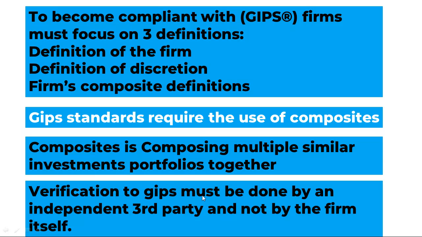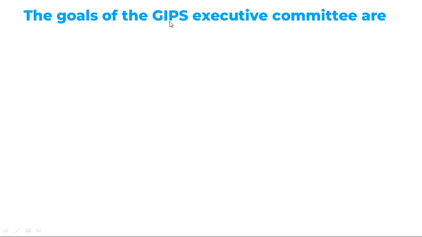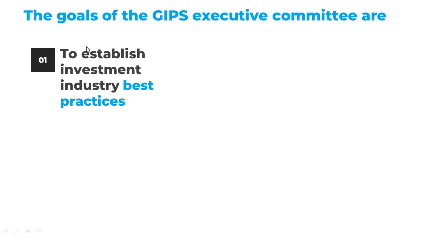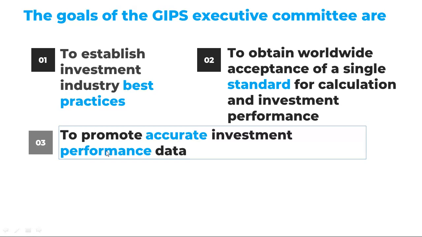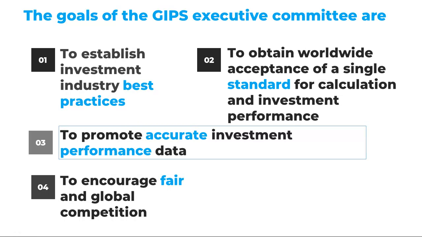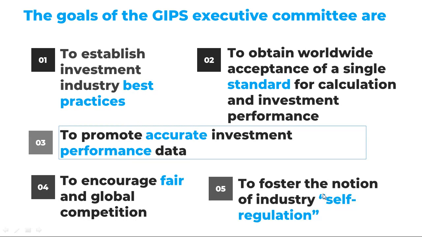Verification to GIPS must be done by an independent third party and not by the firm itself. The goals of the GIPS Executive Committee are to establish investment industry best practices, to obtain worldwide acceptance of a single standard for calculation and presentation of investment performance, to promote accurate investment performance data, to encourage fair competition, and to foster the notion of industry self-regulation.